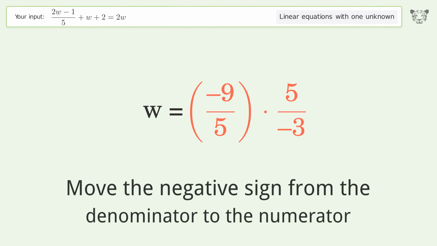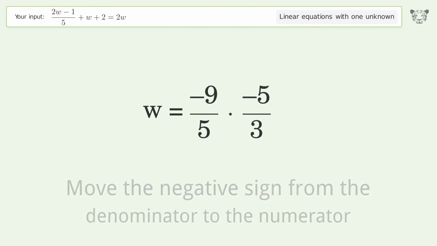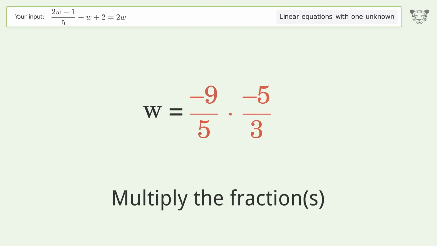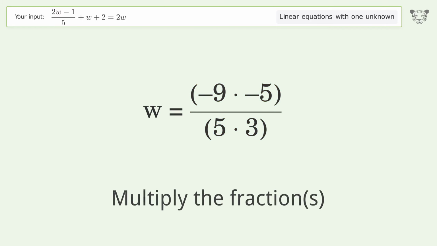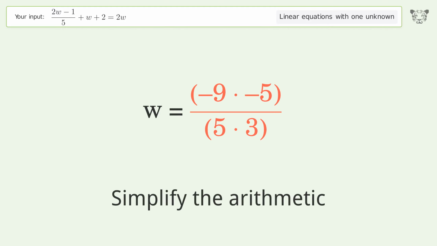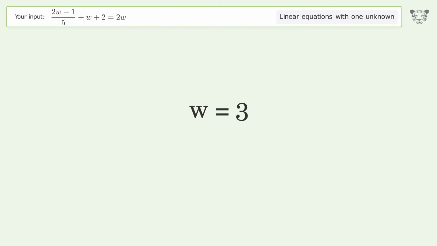Move the negative sign from the denominator to the numerator. Multiply the fractions. Simplify the arithmetic. And so the final result is w equals 3.